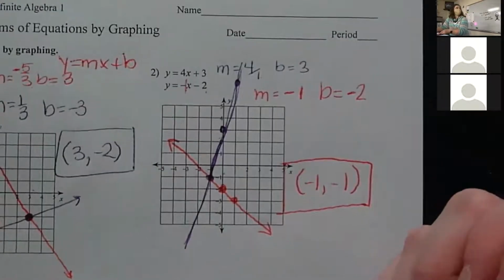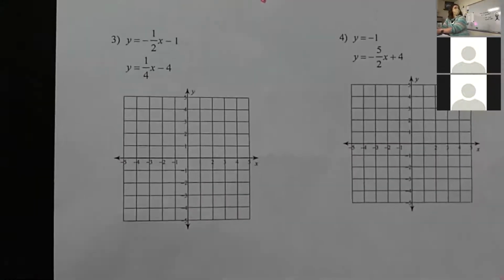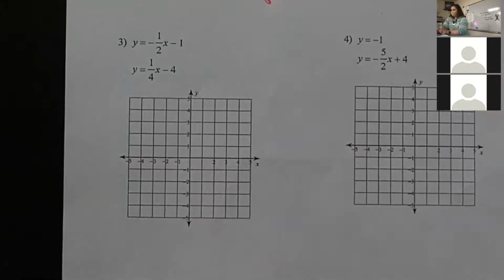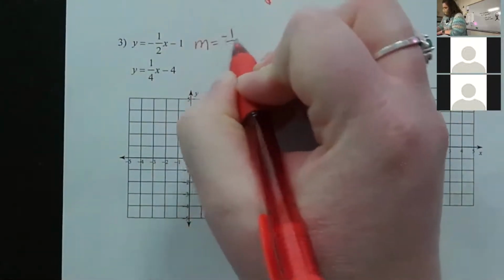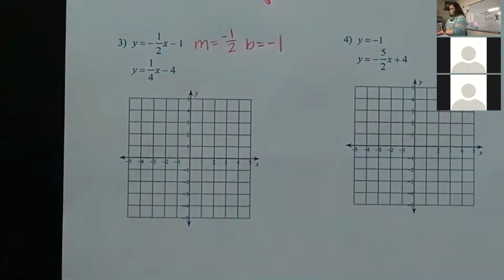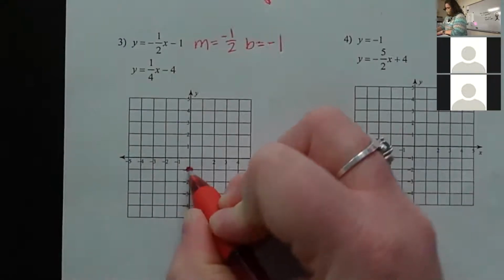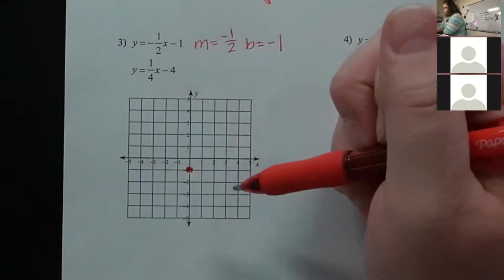Okay. Let's try 3. We'll do 3 and 4 together, and then I'll let you work. Number 3. Is that in my favorite form? Yes. What's my m? -1/2. What's b? -1. Perfect. Do I start where? -1, which is b. Very good. Then from there, I need to go.